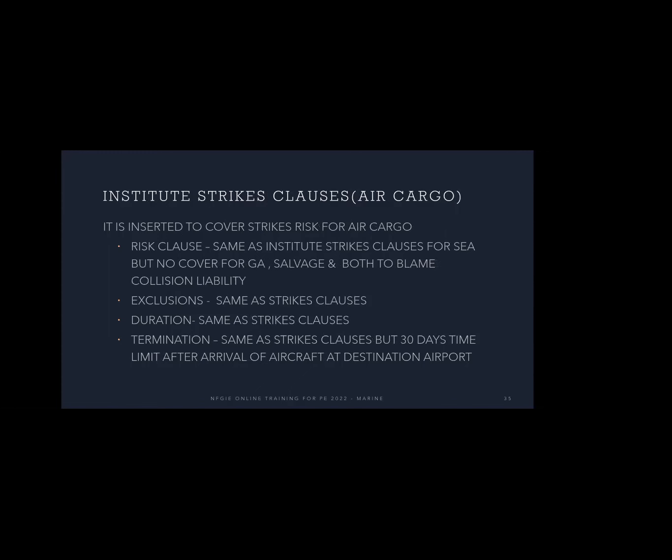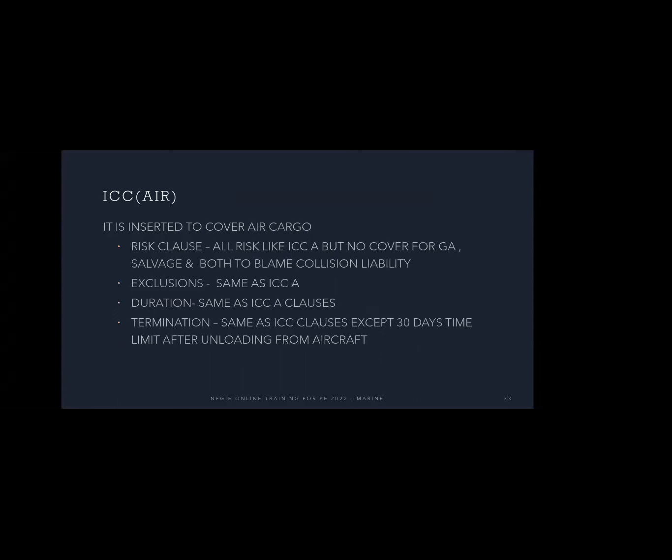Now we are moving on to Institute Strikes Clauses Air Cargo. Risk is the same as for the strikes clause, but there is no coverage for GA, salvage, and both to blame collision liability. So once we learn the strikes clause, it is easy to learn the Institute Air Cargo Strikes Clause. Duration is the same as the strikes clause. Termination is the same as the strikes clause, but 30 days after the arrival of the aircraft at the destination airport. In the normal cargo strikes clauses, we had 60 days. Here we have only 30 days. In the ICC Air Cargo Clause it is also 30 days. Okay, similar to that.